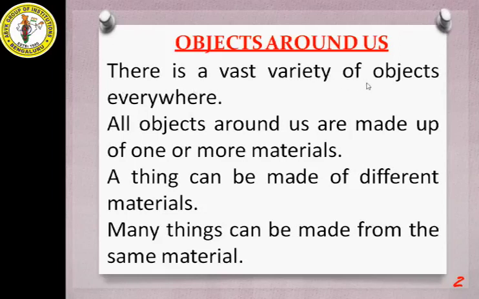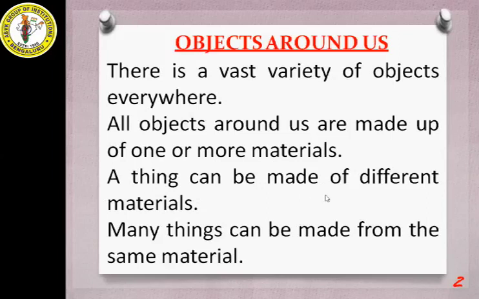There is a vast variety of objects everywhere. When you look around you, at the place where you are sitting, you can see n number of objects around you, right? So all the objects around us are made up of one or more materials. It may be made up of one material, or it can be made up of two or more materials. So a thing can be made of different materials. One object can be made up of different materials.